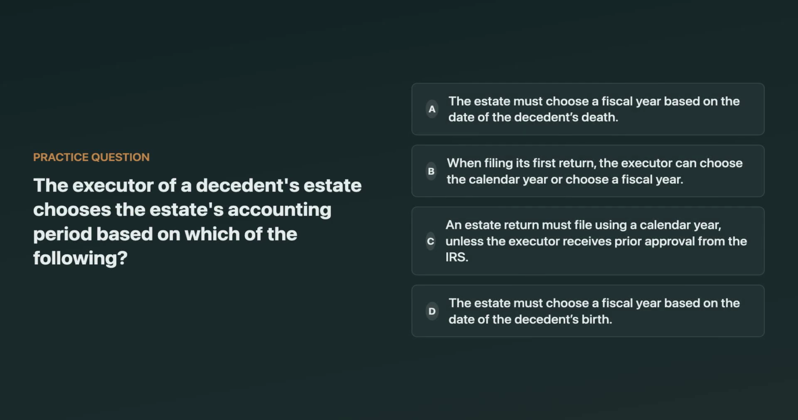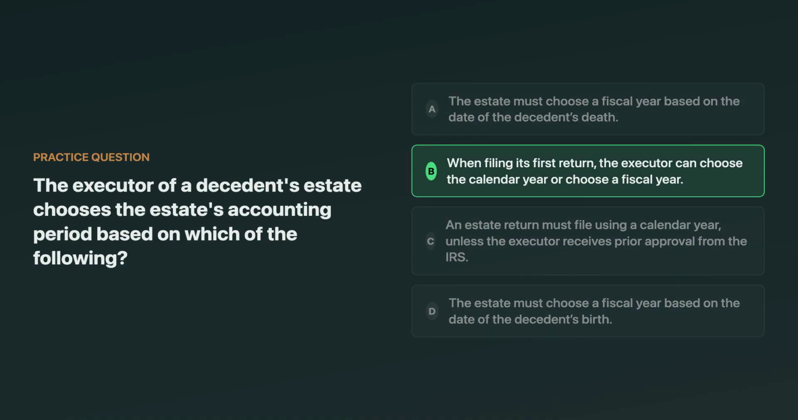The executor of a decedent's estate chooses the estate's accounting period based on which statement. The choices include: it must be a fiscal year based on date of death. The executor can choose calendar or fiscal year when filing the first return. It must be a calendar year unless IRS approval is received, or it must be a fiscal year based on date of birth. Think about it.